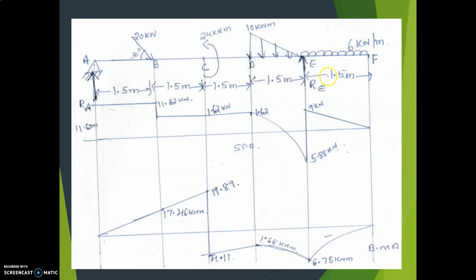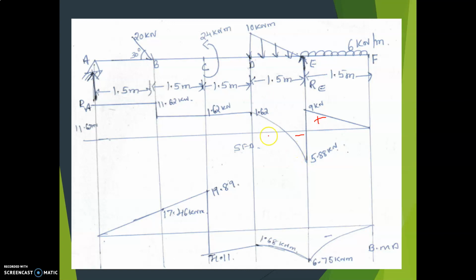Now you draw the shear force and bending moment diagram. I can draw at F it is 0, then right to E it is plus 9, so that is why 9 above the line. Then at E it is 5.88, so minus 5.88, so this is below the line. Then right to D is 1.62 plus, but this is a parabolic curve, so show it in the curve shape.